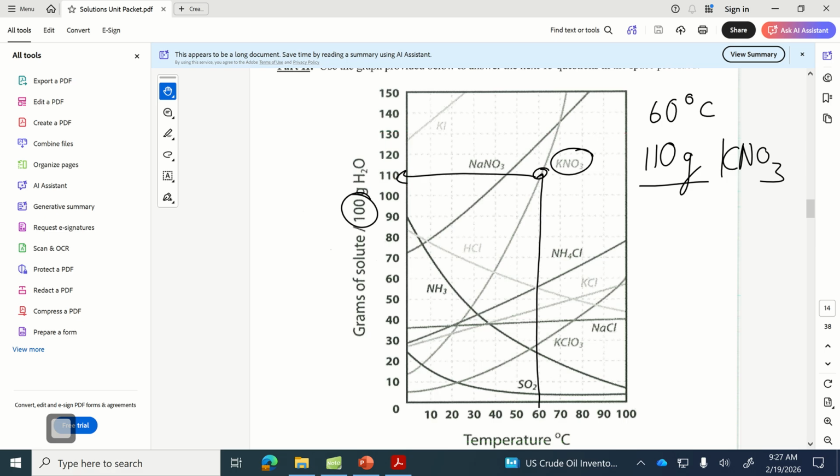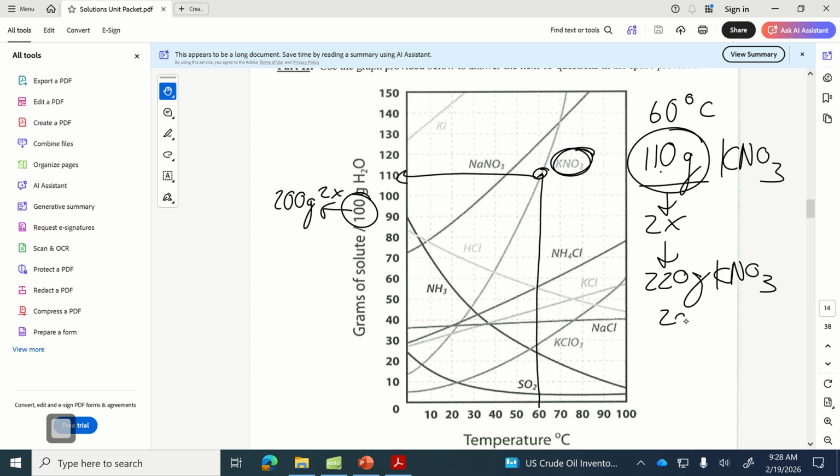If I said, well, at the same temperature, 60 degrees, how much KNO3 can be dissolved if I have 200 grams of water? Well, what am I doing? I'm doubling the amount of water that's available. I know how much can be dissolved at 110. I'm doubling the amount of water, so what am I going to do with the amount of solute that can be dissolved? I double it. So I could have 220 grams of KNO3 dissolved if I have 200 grams of H2O.